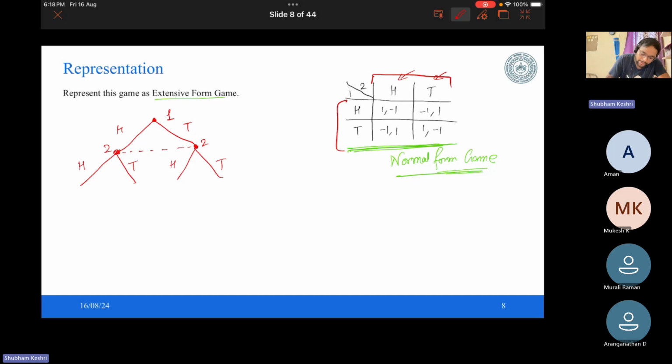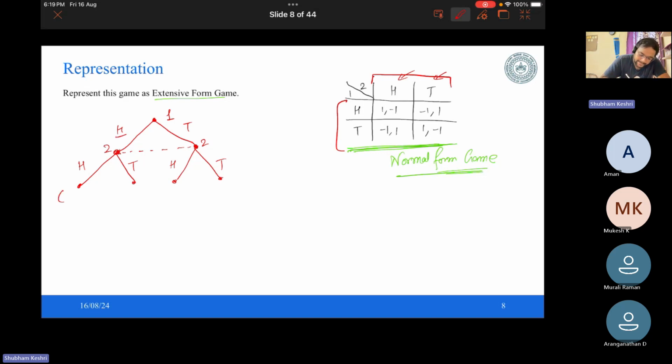Player 2 cannot distinguish between these two nodes because this is a simultaneous game, and player 2 doesn't know which node he is in, or what strategy player 1 has played. Therefore, this is the extensive form representation of this normal form game, and you have to write the payoffs as well.